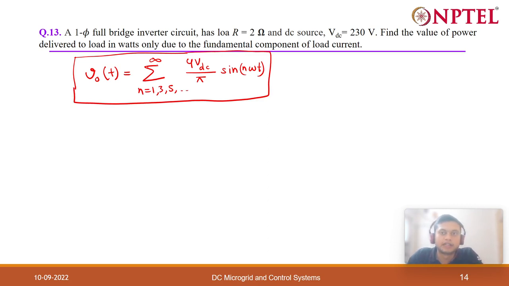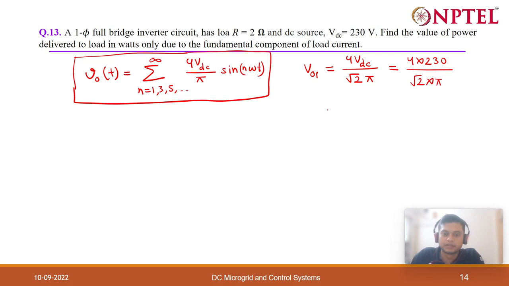Now here it has been asked the power delivered to load in watts only due to the fundamental component of load current. So what you will get is the RMS value of fundamental output voltage: 4 VDC divided by root 2 pi, so 4 into 230 divided by root 2 into pi. So you get 207.073 volt.